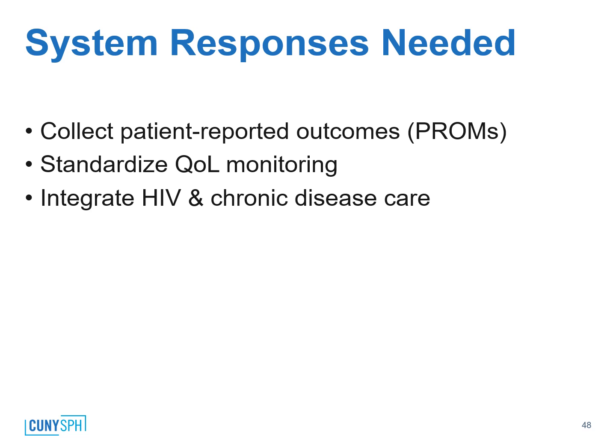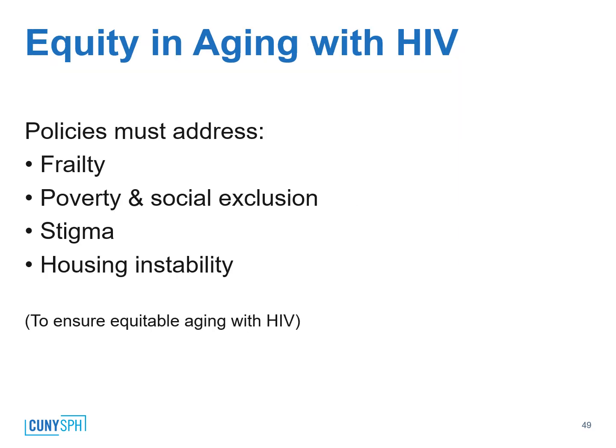Health systems should collect patient-reported outcomes, standardize quality of life monitoring within this population, and integrate HIV and other chronic disease care to better inform their decisions about care for people living with HIV. Equity in aging with HIV includes policies that address frailty, poverty, and social exclusion, as well as stigma and housing instability.